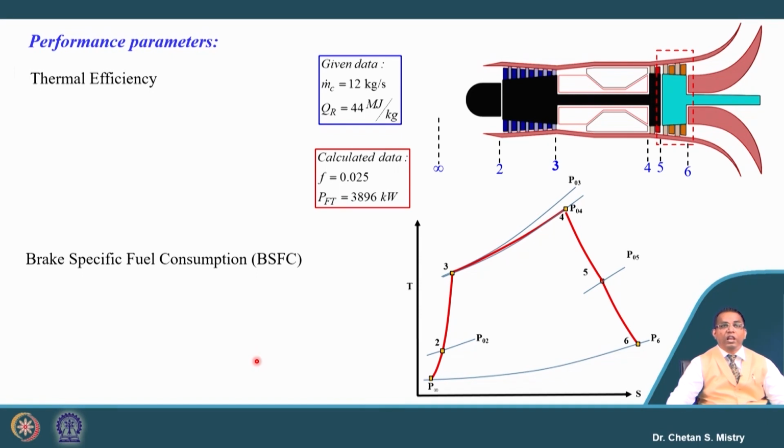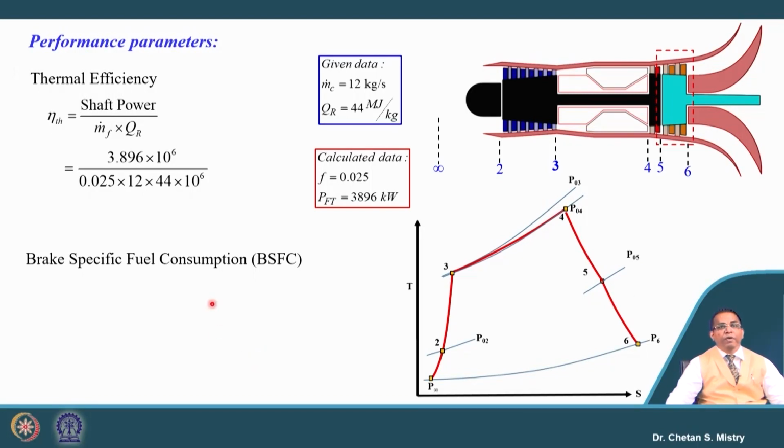It says the calculation of the thermal efficiency. This thermal efficiency, we can say, is given by shaft power divided by m_f into the calorific value of the fuel. If we put our shaft power, that is 3.896 into 10 to the power 6, be careful about the units, divided by our m_f value, which is 0.025 into 12, and the calorific value of the fuel, which is given as 44 megajoule per kg. So if we put in these numbers, the thermal efficiency is coming to be 29.52%.